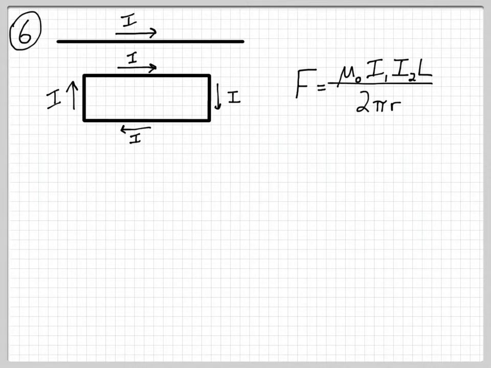So that means that the upper straight wire is attracted to the top edge of the rectangle, and also the top edge of the rectangle is attracted to the upper straight wire. So I'm going to draw a little force vector on there showing that attraction. But if I think about the bottom edge of the rectangular loop, that current goes in the opposite direction from the top wire. So the bottom edge is going to be repelled from that upper straight wire.